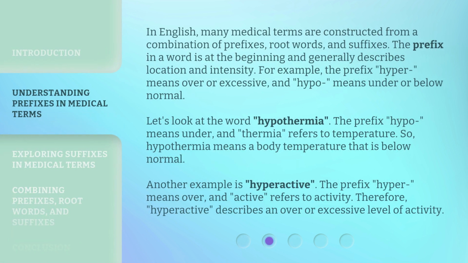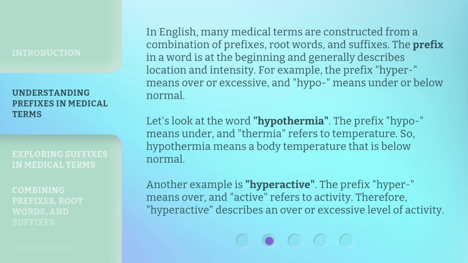In English, many medical terms are constructed from a combination of prefixes, root words, and suffixes. The prefix in a word is at the beginning and generally describes location and intensity. For example, the prefix hyper means over or excessive, and hypo means under or below normal.